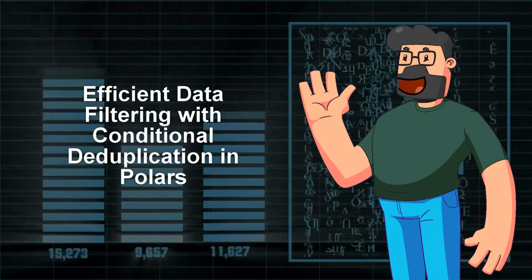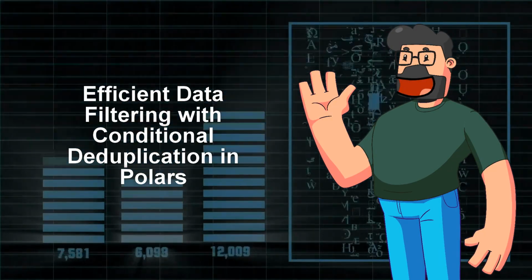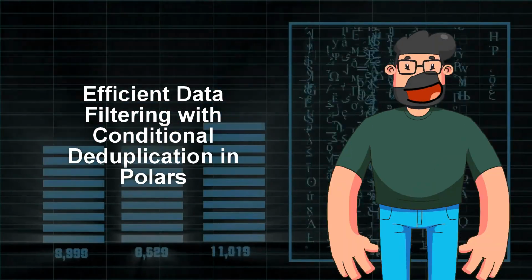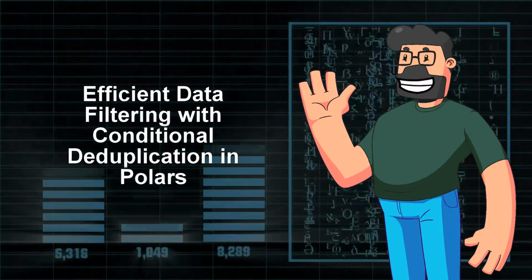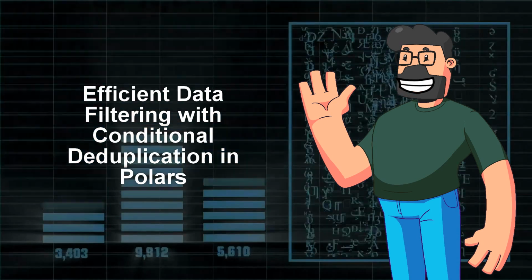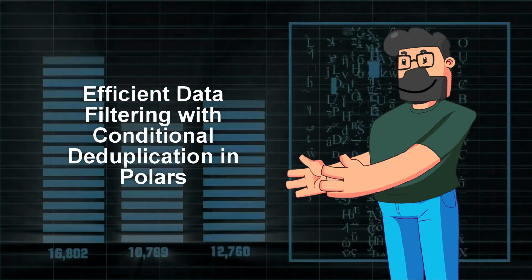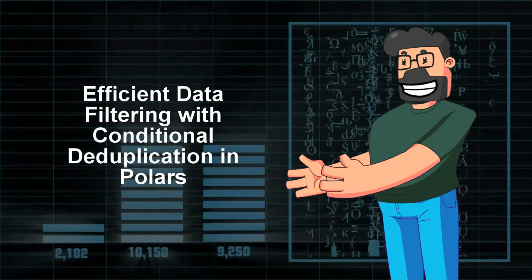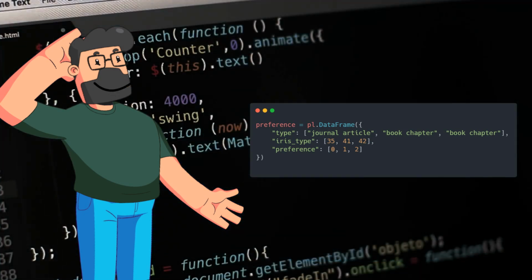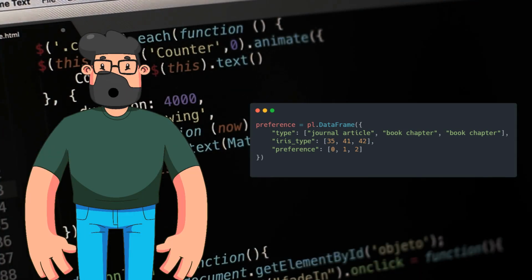The dataset we're working with contains information such as IDs, titles, types, and type 2. The goal is to remove duplicate entries based on certain conditions. Let's dive into the problem and find a solution that works. In order to address this problem, we have a three-step solution laid out for us.